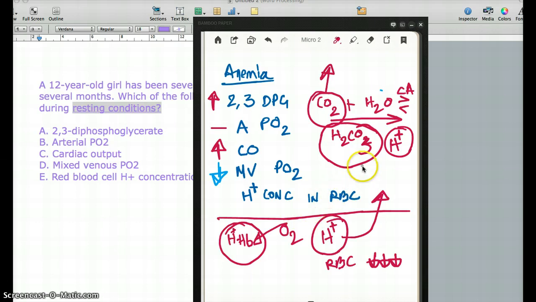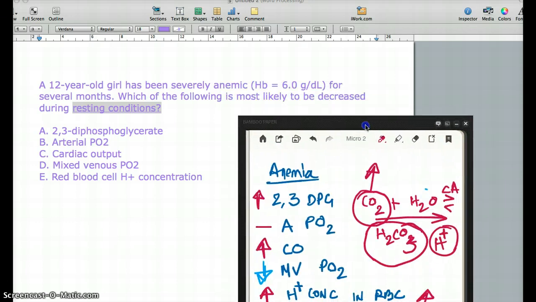Okay, so that's what happens when there is increased oxygen, but in this case we're talking about decreased oxygen and increased carbon dioxide, making more carbonic acid, which increases the amount of protons in the blood even more. So that's why it's going to be increased, because this patient is anemic and there is a lot more carbon dioxide present in this patient. So there is only one option which says decreased value, which is the mixed venous partial pressure of oxygen. So in this case, D would be the correct answer.